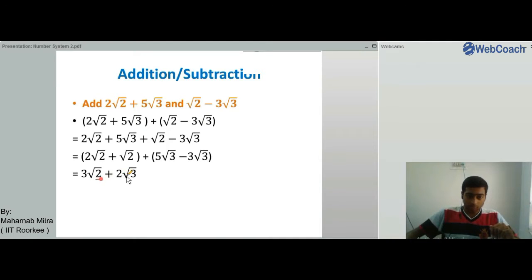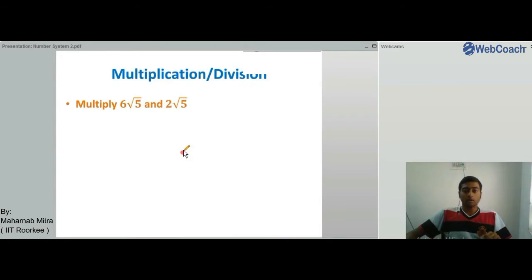Why is this so? Because the terms under the square root are different, right? If the terms under the square root are different, we consider the two square roots as different types of variables. Suppose we consider this as x and we consider this as y. So you can see we have the result as 3x plus 2y, right? We have the result in this form. So obviously 3x can't be added with 2y. In a similar way, 3 square root 2 can't be added with 2 square root 3. So we should keep our answer in this form, and this is our final answer, right?